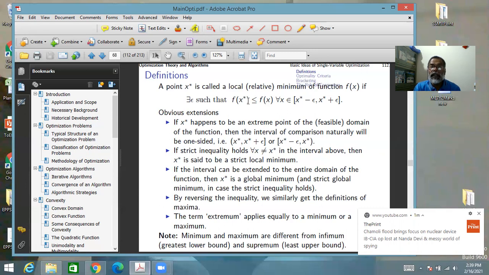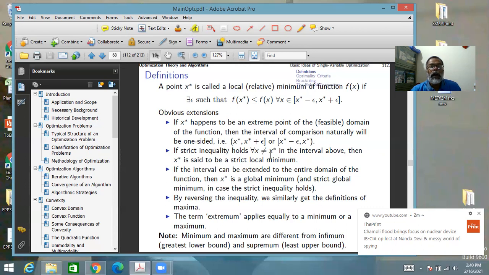Now, if this can be true for all epsilon, that is larger, still larger, still larger, and so on, if this condition is valid for all epsilon, then epsilon doesn't have to be small anymore. Then you say that it is a global minimum. And similarly, a strict global minimum if the complete domain can sit here with epsilon with strict inequality. Then you will say strict global minimum.